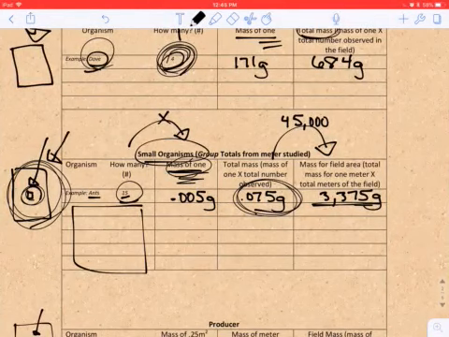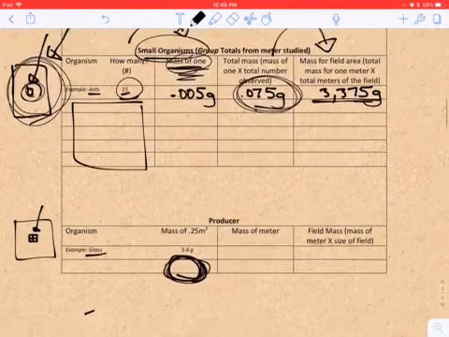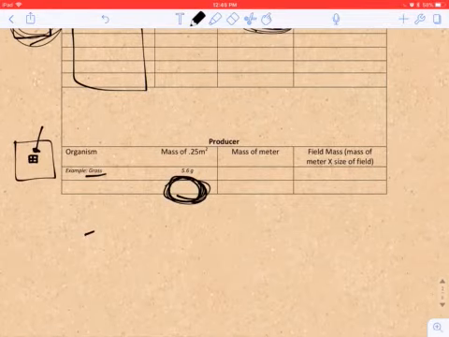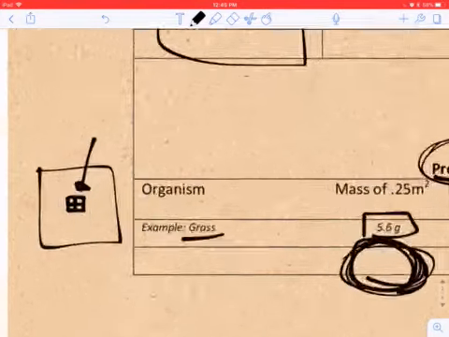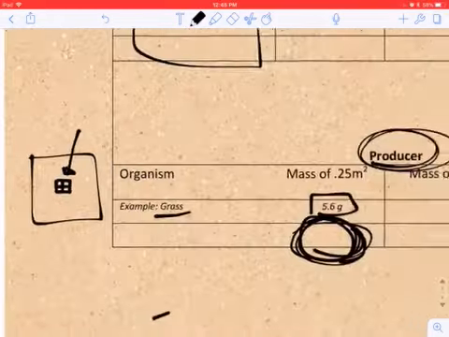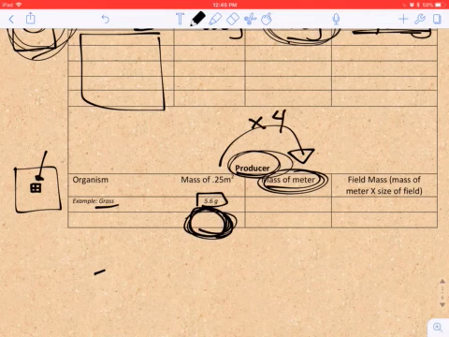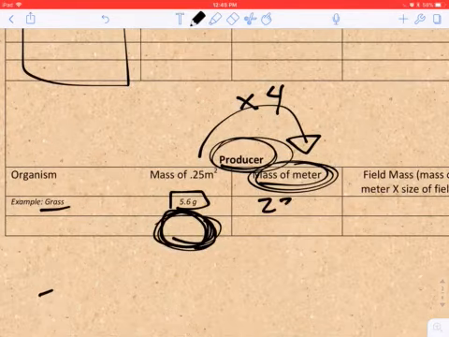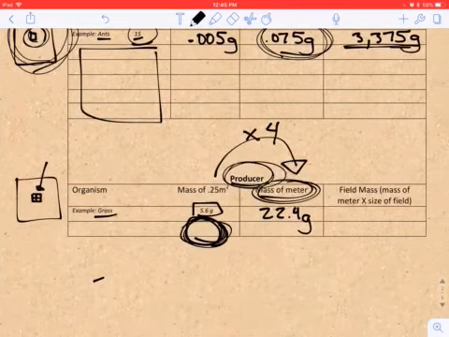Do that for all of the organisms you found in your square as a group. You can pause. Next is your producer. Okay, you wrote down your number. Say you had 5.6 grams, and that was in your tiny little fourth of a meter. So in order to get the whole meter, how are you going to find that number? You're going to multiply it by 4. So that's going to give, in this example, 22.4 grams in the meter in your big square.